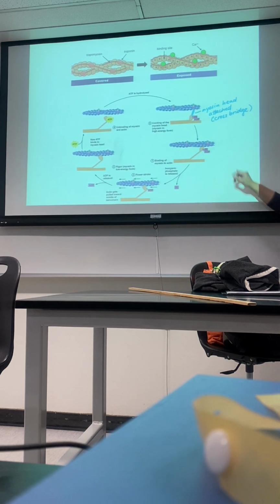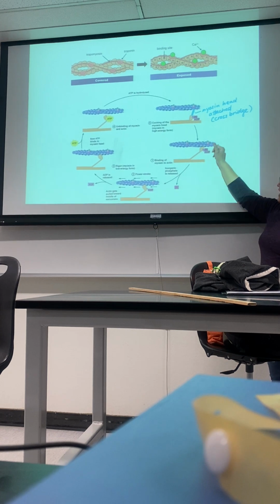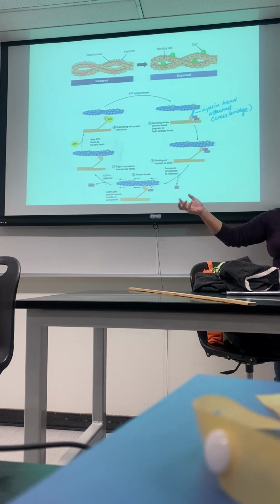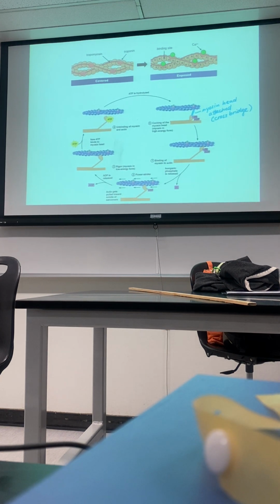The phosphate group. So I want you to notice here how when the phosphate group is released, okay, energy is released and you move actin where? Towards the center, okay? This is now what we would call a power stroke. Phosphate is released.